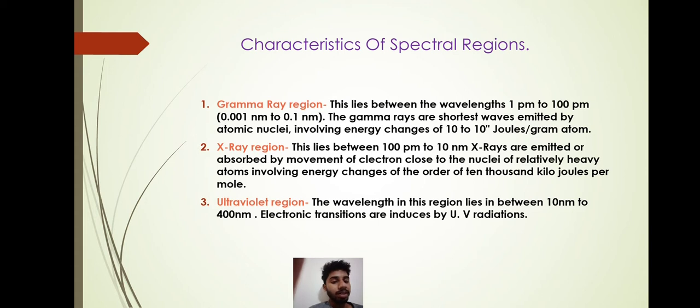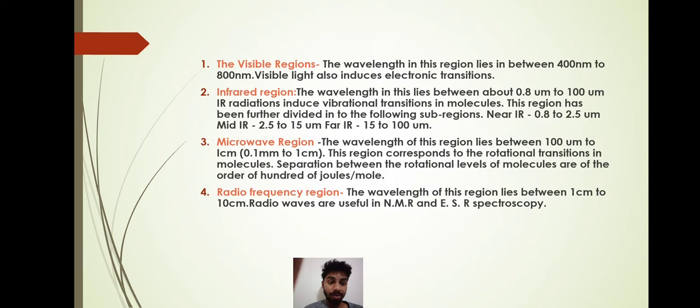Next is ultraviolet region. The wavelength in this region lies in between 10 nanometer to 400 nanometer. Electronic transitions are induced by ultraviolet region. Next is the visible region. In this, the wavelength lies between 400 nanometer to 800 nanometer, and this visible light induces electronic transitions.